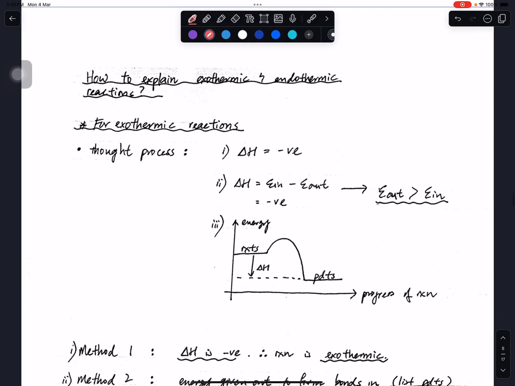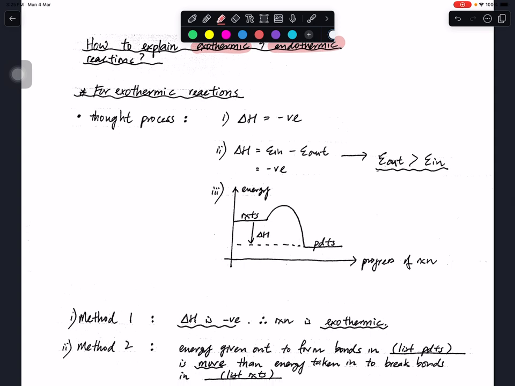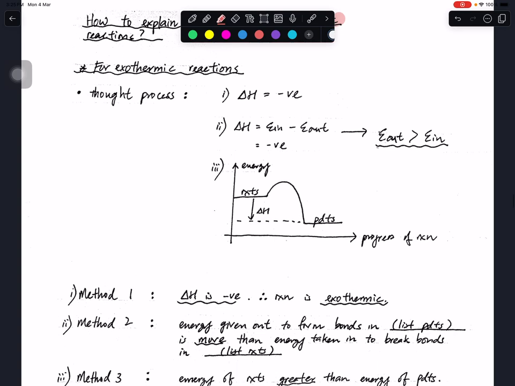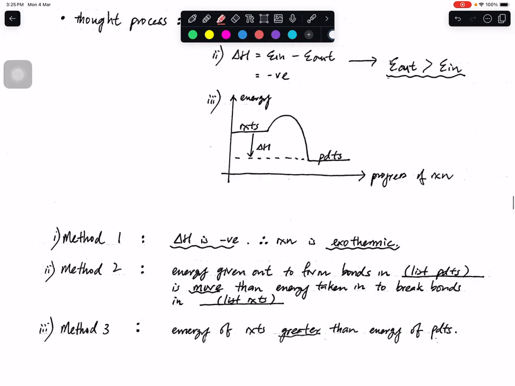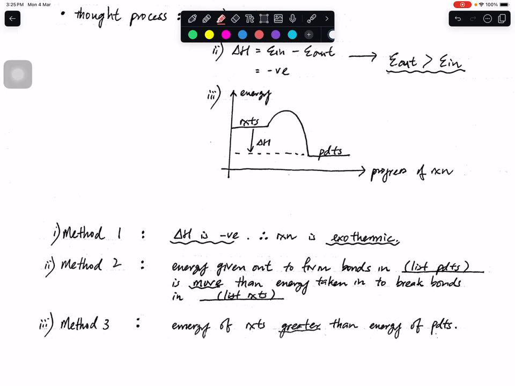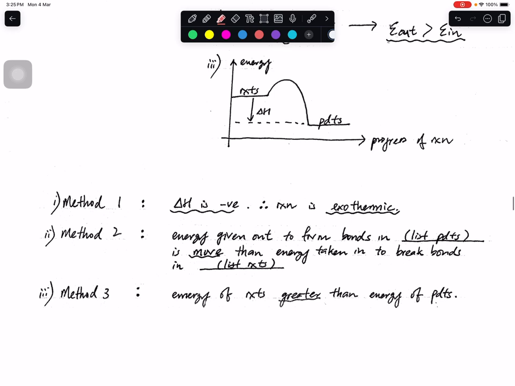So now, just to do a very brief summary of everything that we have learned so far. We talked about endo and exothermic reactions today. So over here, I'm going to focus on how do you explain why it is an exothermic or an endothermic reaction. When you look at an exothermic reaction here, there are three ways to explain why this is exothermic based on the graph. First is the easiest way. You can say that your energy change is negative and therefore it is exothermic.